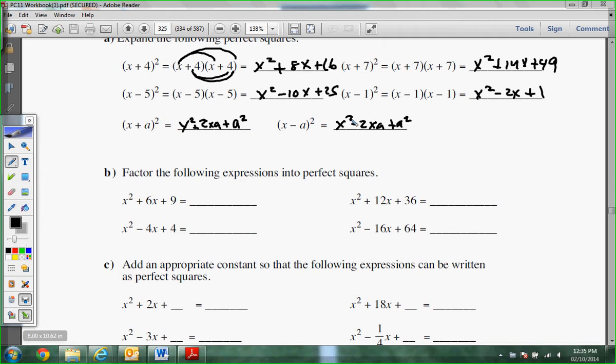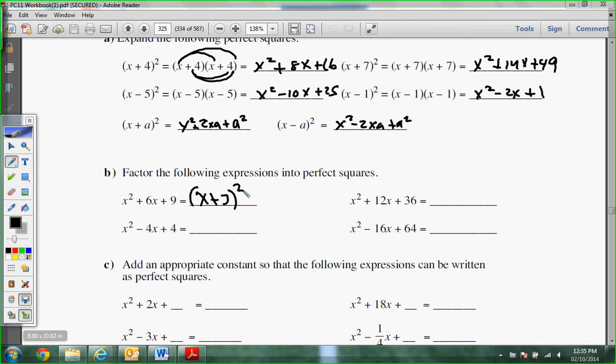So that's just the pattern of the perfect squares. It's important to know that, because when we're completing the square, we're kind of cheating essentially. We're trying to make it a perfect square, so we're going to be looking for this type of pattern. Now, factor the following expression into a perfect square. So we're going backwards now. What's the square root of 9? 3. What's 3 times 2? So this is a perfect square, right? So it's going to be x plus 3.